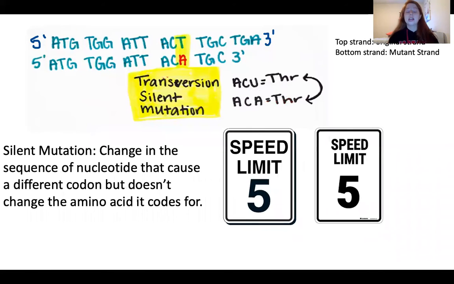Then I have a silent mutation, which is a change in the sequence of the nucleotides that causes a different codon, but it doesn't cause a different amino acid because it codes for the same one. So we have 2 different speed limit signs, but they're both 5 miles per hour. So it doesn't change your speed, just the look of it changes. So that would be a transversion, because it's T to A, not T to C. Silent mutation: ACU equals THR, and ACA equals THR.